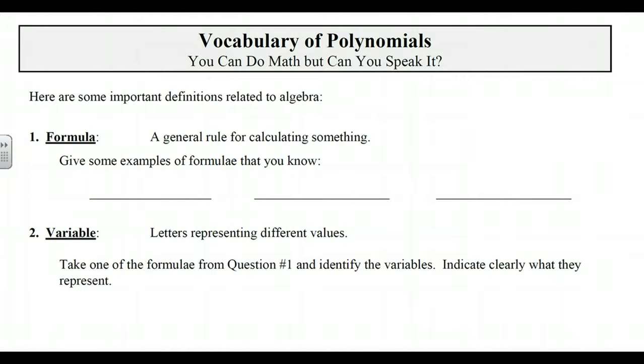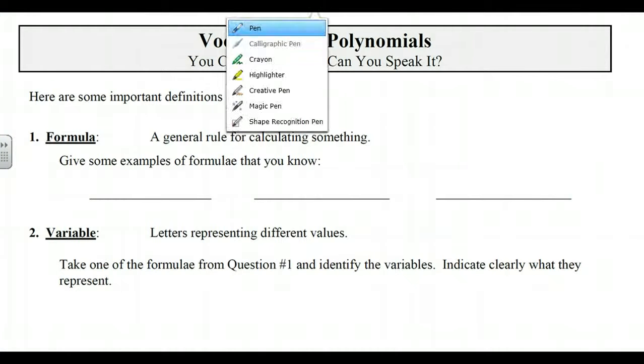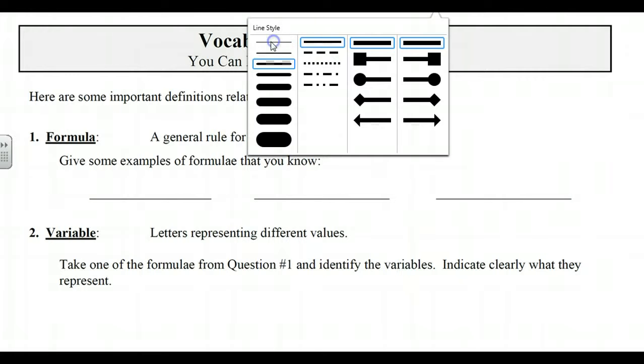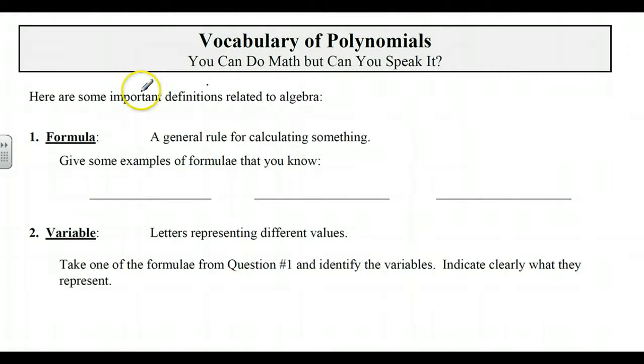Vocabulary of polynomials. You can do math, but can you speak it? And can I write it? Here are some important definitions related to algebra. A formula is a general rule for calculating something. And we know that, right? It's one of the secrets to math.